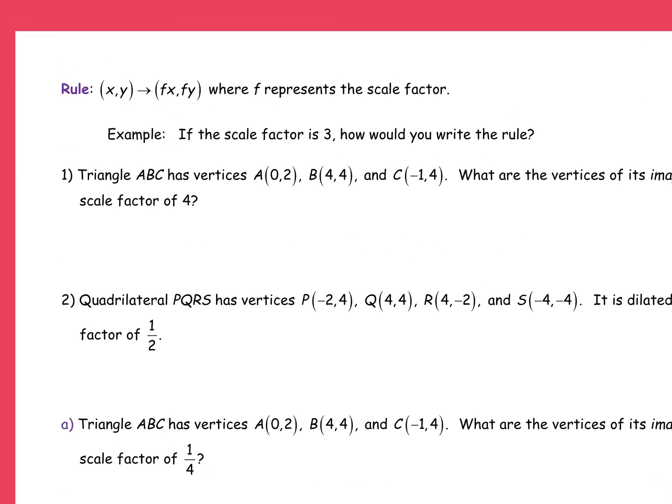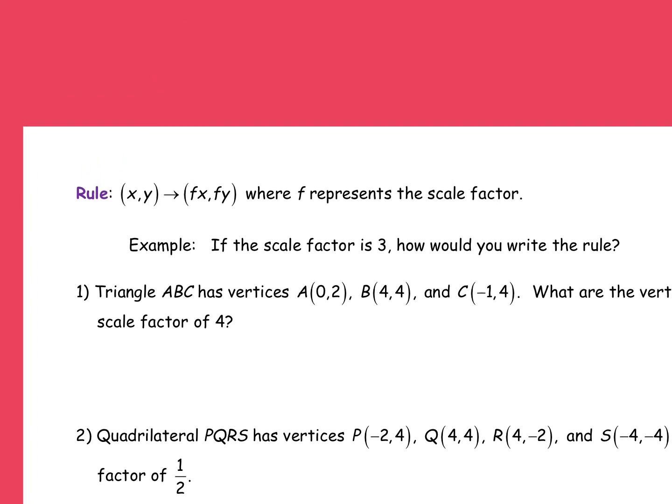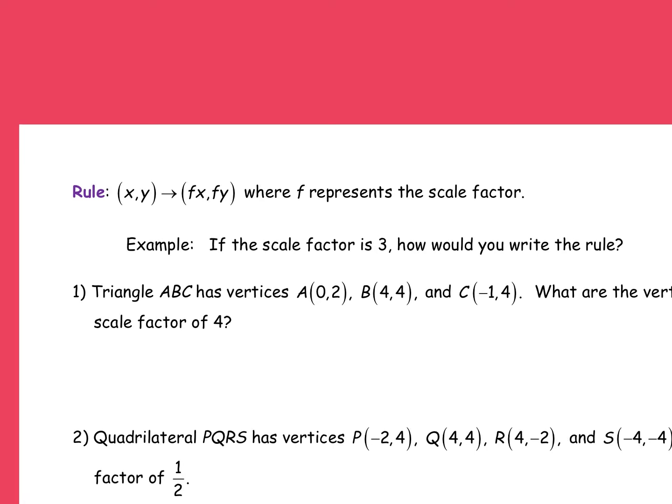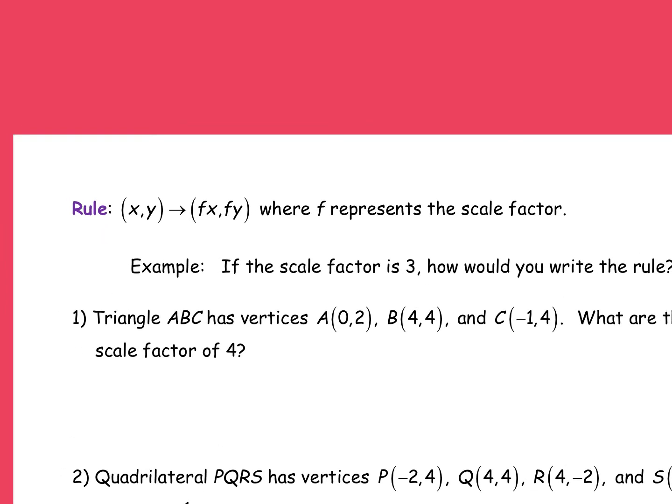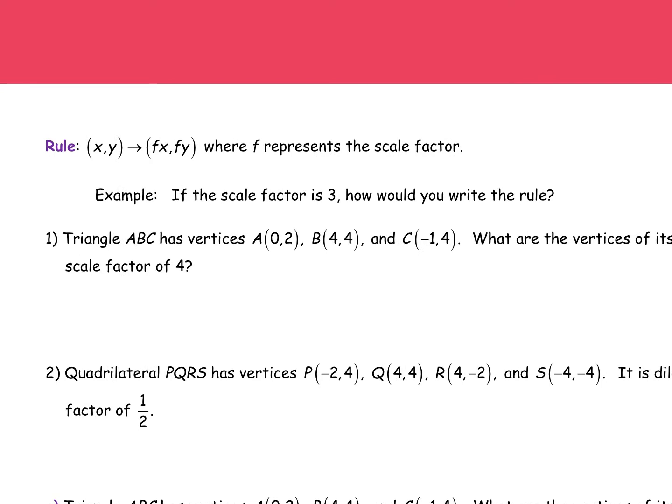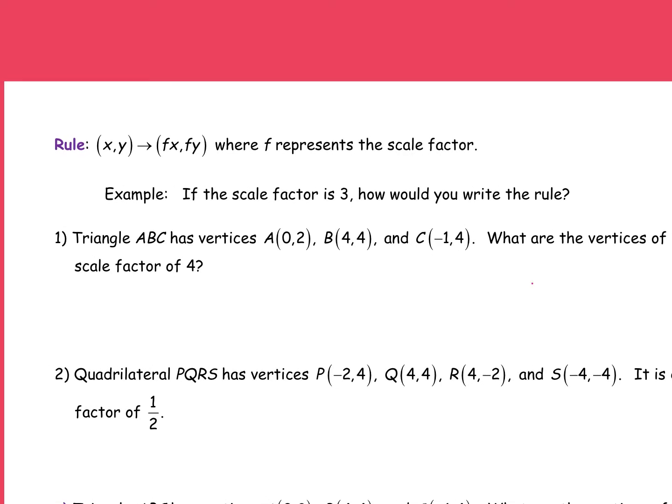So now the one last thing we're going to talk about is how do I write the rule, right? Because we've been learning how to write things mathematically. So the rule is (x, y) becomes (f times x, f times y), where f represents the scale factor. So basically, I'm taking my scale factor and multiplying it by each x and by each y.